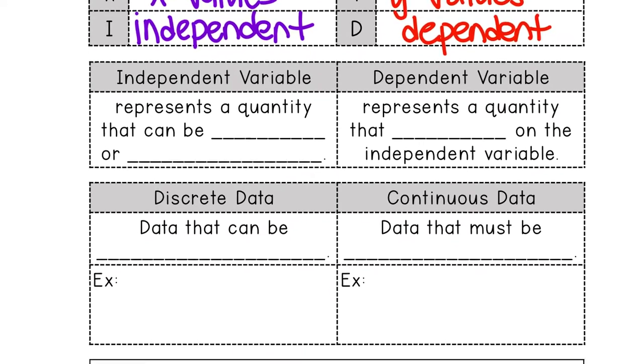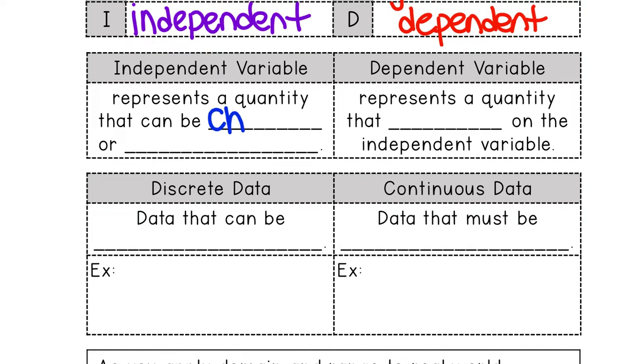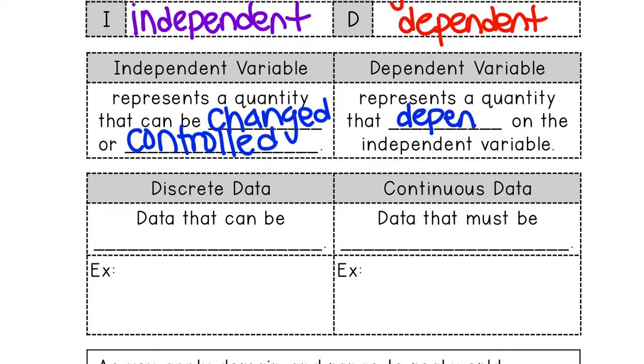The independent variable will be the variable that can be changed or controlled. That means that you have control of what that number is. So something in real life that you control is how many candies you buy at the store, the amount of gas that you pump in your car. So something that you control would be the independent variable. Dependent, that's a quantity that depends on the independent variable. So a lot of times in the real world, this is going to be cost or price. So how much you pay at a store will depend on how many groceries you bought.